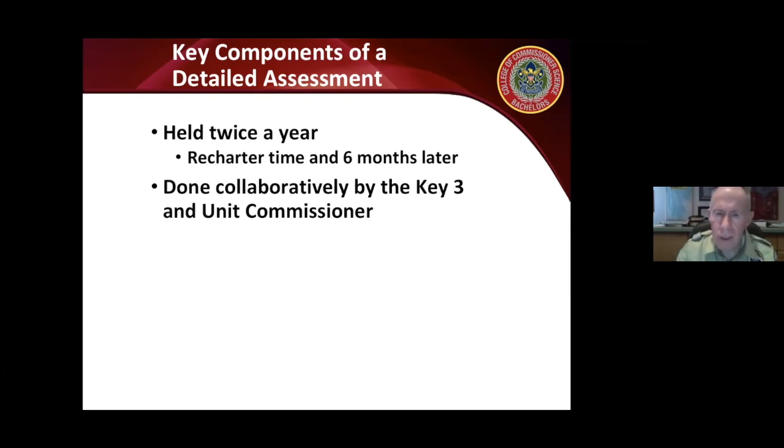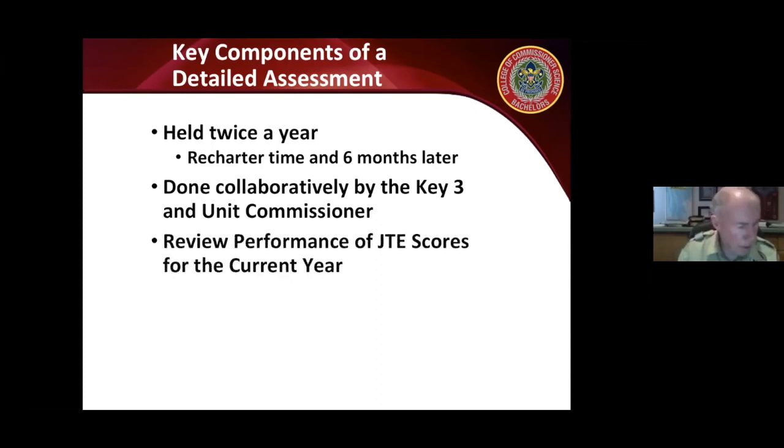And so we work together with this unit key 3 and the commissioner. Each will see things a little bit differently. We work together, have harmony, and one person's idea may spawn the idea of another person, and then we work together and we come up with a master plan. And so we review the performance of this year's JTE scores, and those help us to establish goals for improvement.